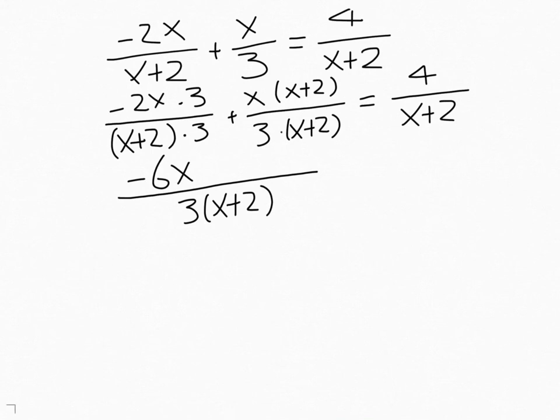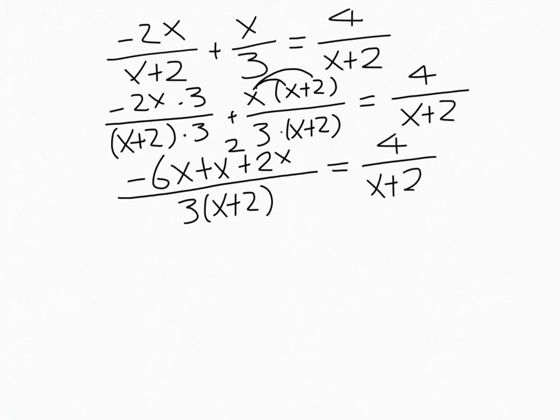So negative 2x times 3, I have negative 6x. Don't forget to distribute when it comes to parentheses. X times x, that's x squared. X times 2, I have 2x. So again, the right hand side stays the same. So now I don't like to work with denominators, so what should I do? I'm going to multiply both sides by 3 times x plus 2.